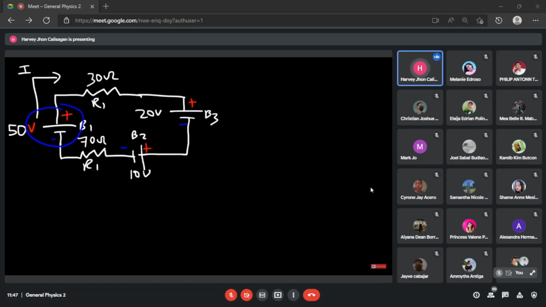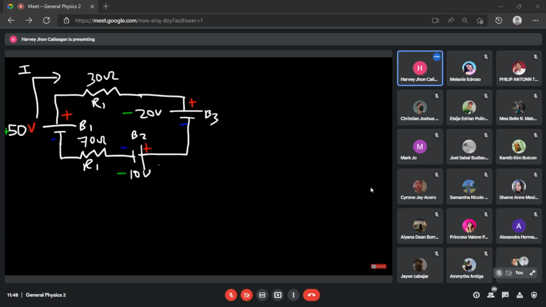So this battery will create a positive contribution to the circuit. It's going to increase the energy of the circuit, so we're going to say it's positive 50. Now the current is flowing in a different direction for this battery. It's going from high potential to low potential. So this battery will create a voltage drop. So therefore, we're going to assign it a negative value. And here the current flows from high potential to low potential. But here it flows from low to high, so that's a positive contribution. Here, since it flows from high to low, it's going to be a negative contribution. So this battery decreased the energy of the circuit.